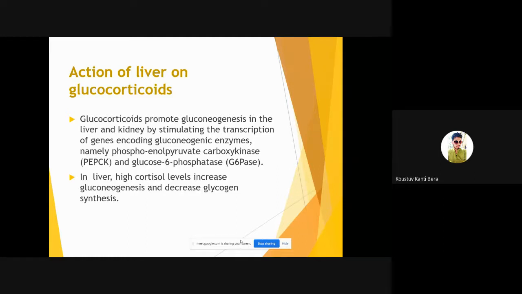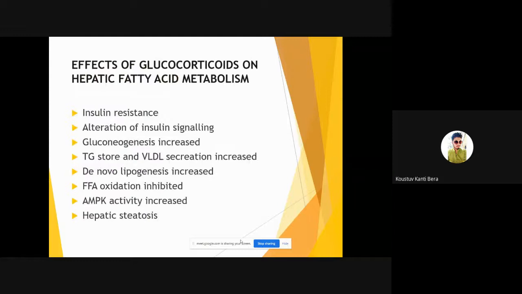Cortisol also decreases the protein synthesis in extrahepatic tissue, and cortisol increases the protein synthesis in hepatic tissue. That's why it increases the plasma protein level. That's it.